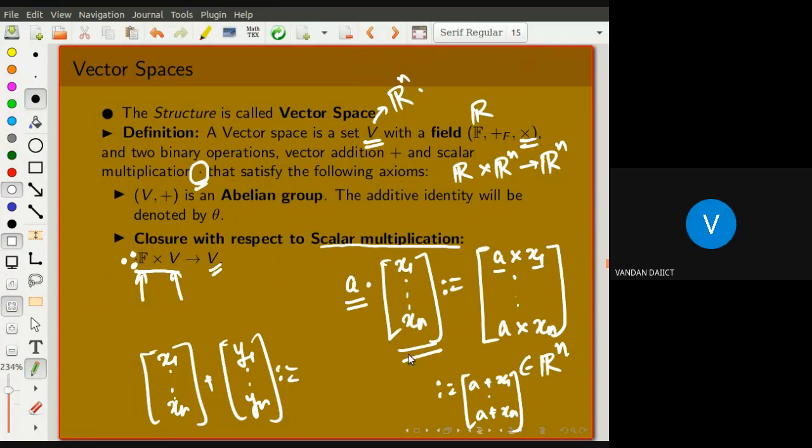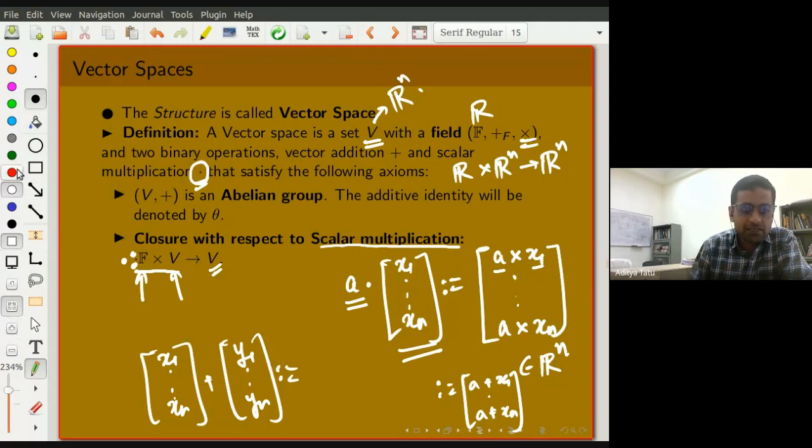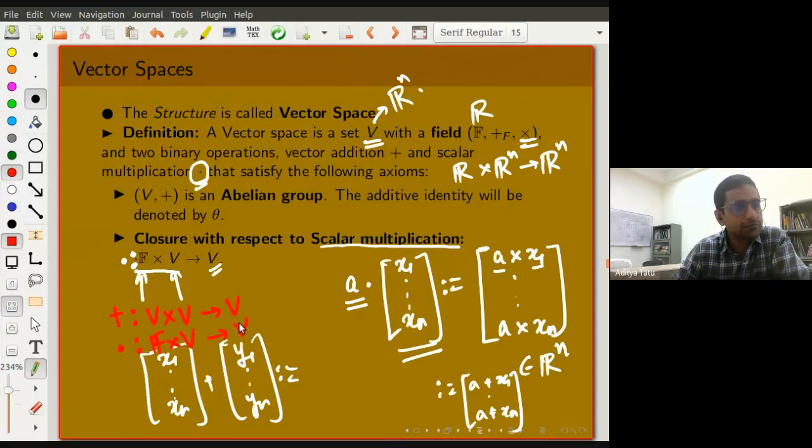Okay, sir, got it. Let me write it clearly. Plus is defined from V cross V to V. Scalar multiplication is defined from F cross V to V. And these are fundamentally very different operations. But just like groups, they are not hardwired. You can define group operations as you wish as far as they satisfy the axioms. The same holds true here.